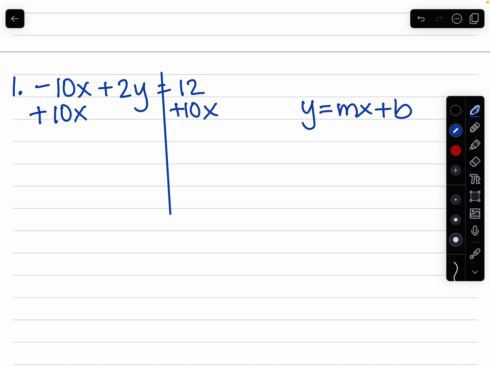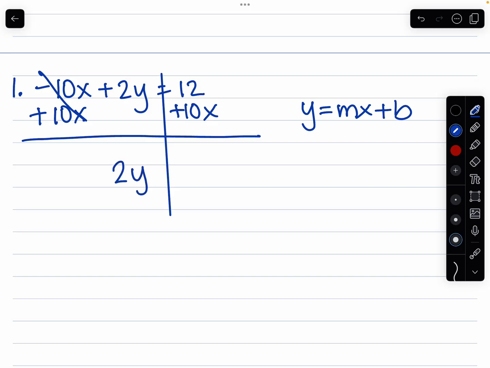If I want to move a number and a variable, I either use subtraction or addition. So the opposite of what I see, negative 10x plus 10x will cancel out. So what could I bring down on the left side? Positive 2y, which we don't have to put that plus sign there. We know it's positive.